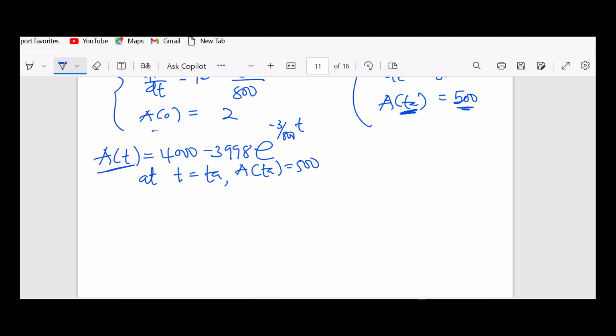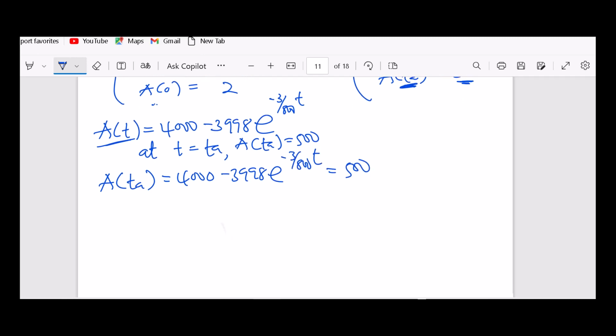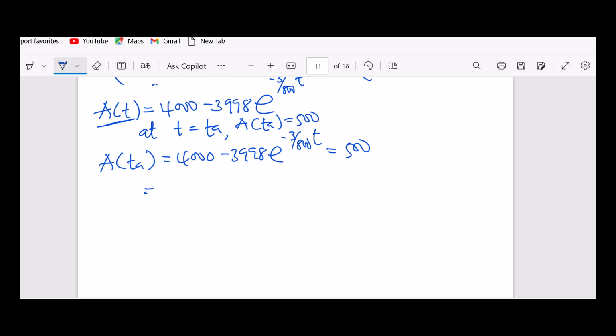So right now we have A of T of A equals 4000 minus 3998 e to the power negative 3 over 800 T equals 500. This will imply that, this one will be T of A. So we have negative 3998 e to the power negative 3 over 800 T of A equals 500.